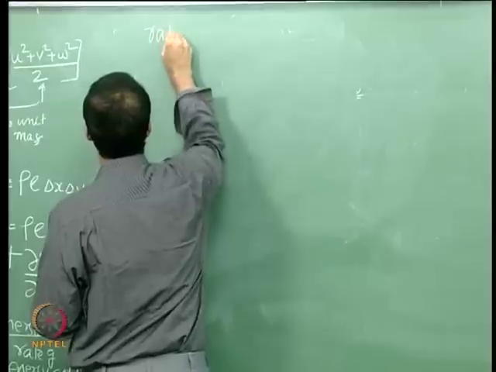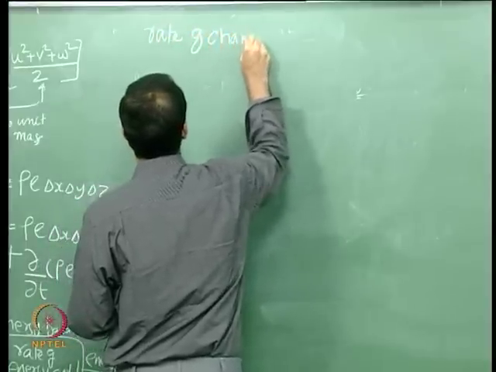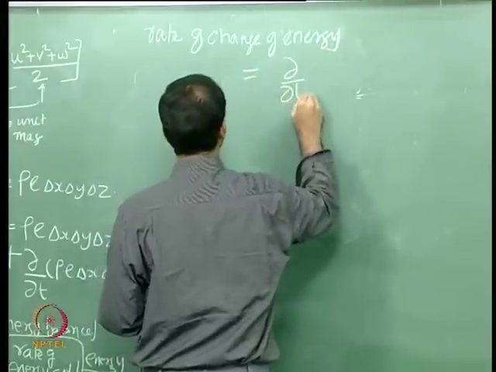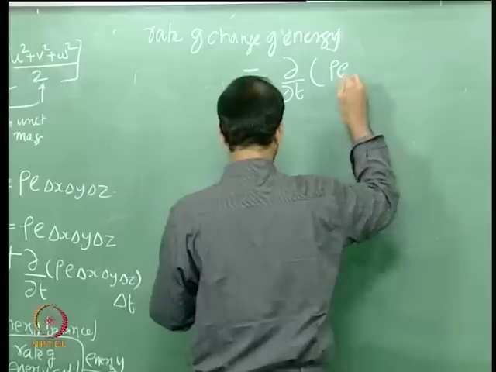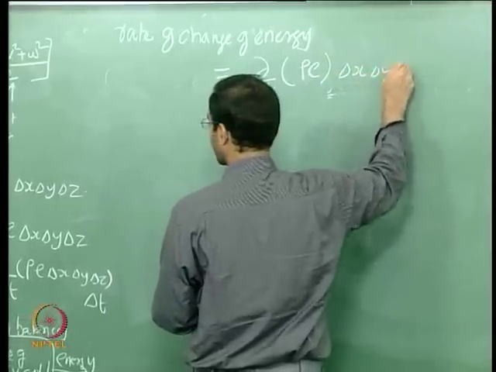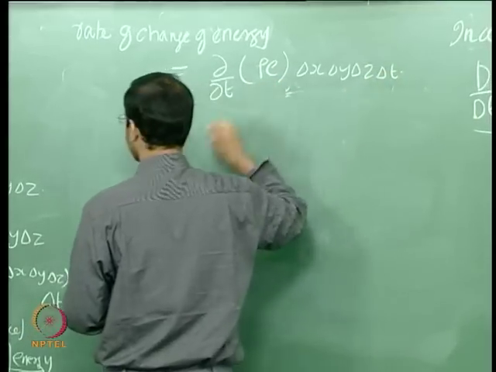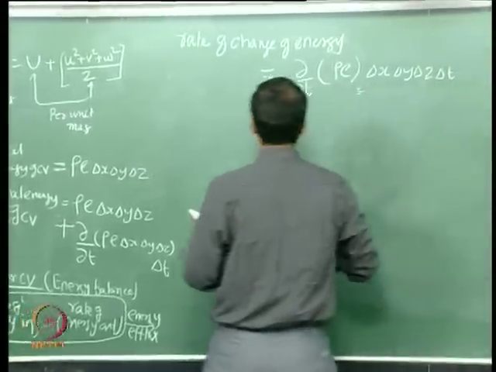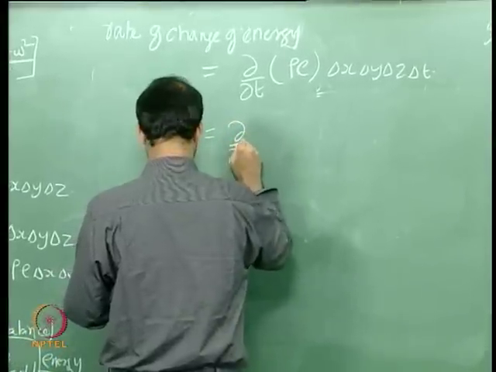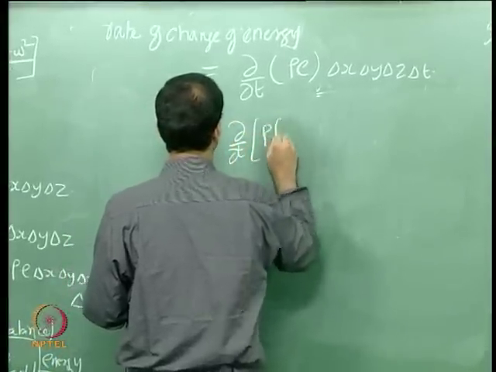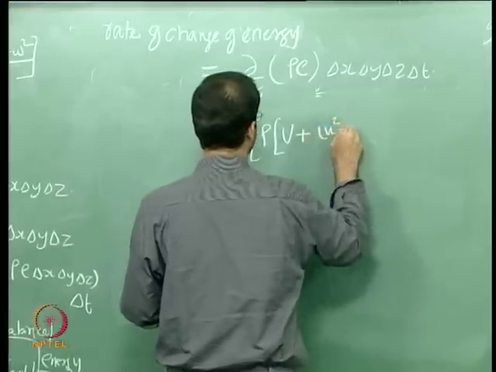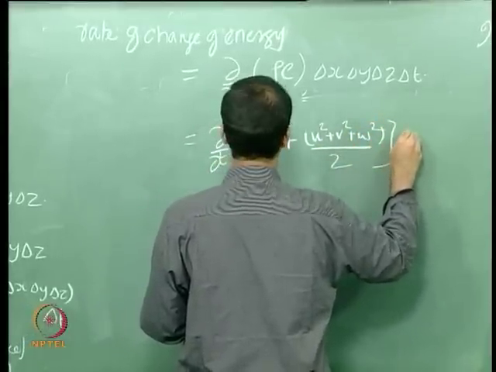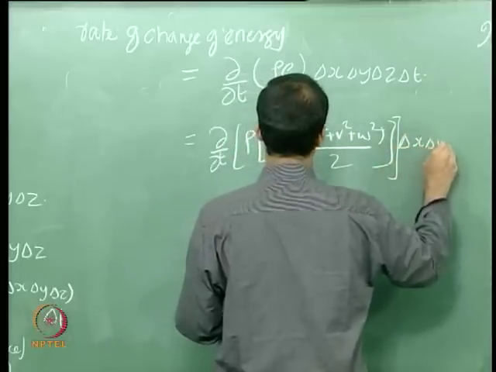so that will be what, d by dt of rho E, okay, and multiplied by delta x, delta y, delta z, delta t. Now where your E is expanded into, you know, constituents of internal energy and the kinetic energy in that manner. So I can also write this as d by dt of rho times U plus U square plus V square plus W square by 2, okay, into delta x, delta y, delta z.